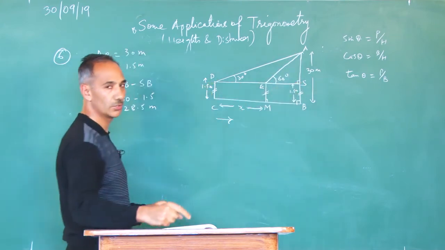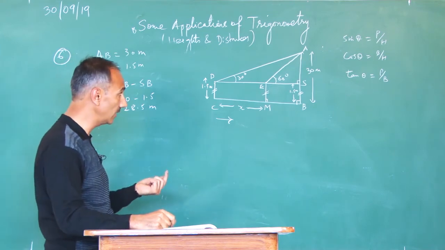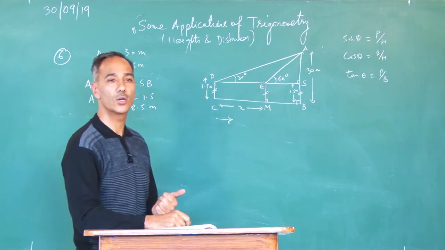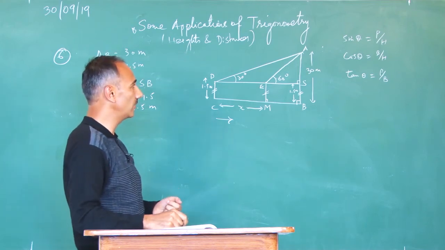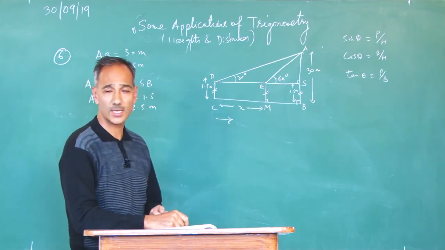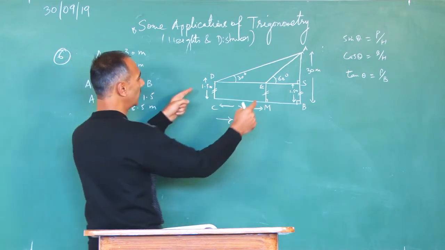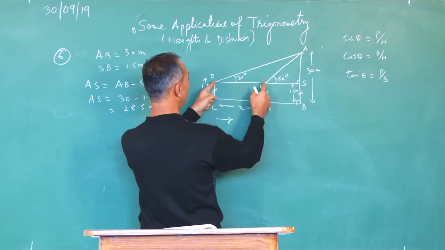Which T ratio should I use? Should I use sine? No. Should I use cos? No. Why shouldn't you use sine and cos? Because sine and cos, my dear friends, involve the hypotenuse. You don't need the hypotenuse. You are concerned with this length, rather this length.